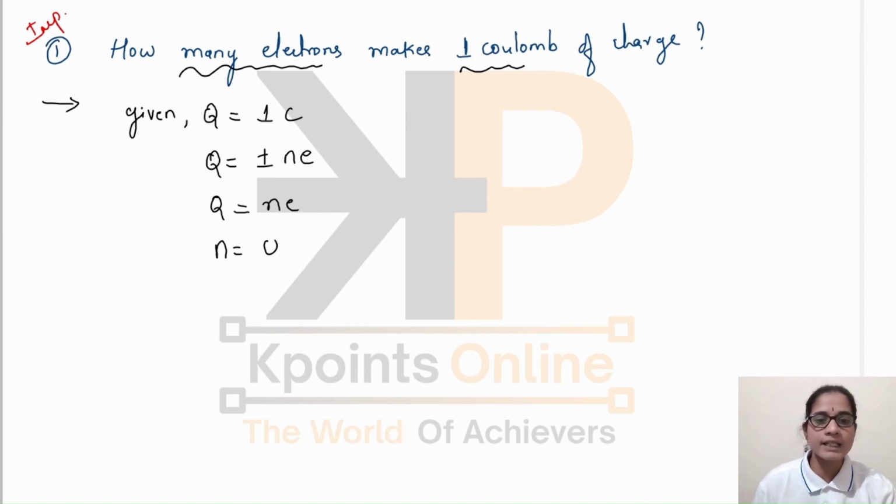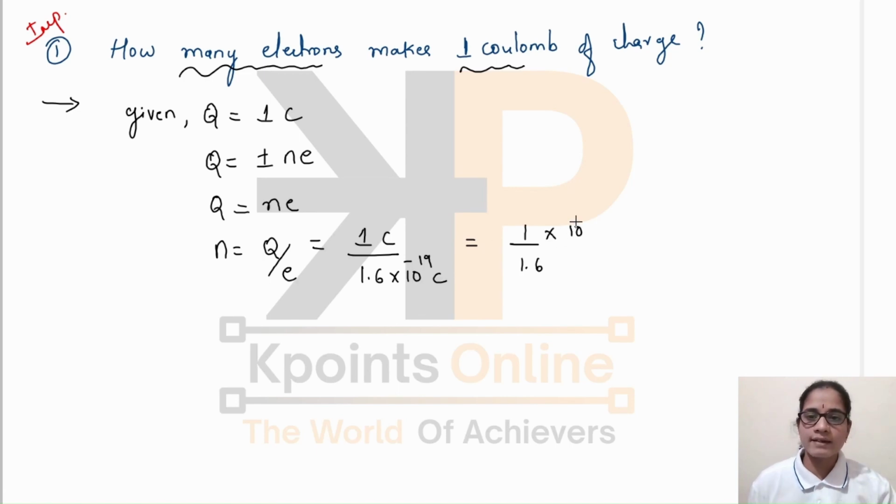So n is given by Q upon e, which is equal to 1 coulomb by, what is the charge on the electron? We know 1.6 into 10 raised to minus 19 coulomb. So what are we going to get here? 1 upon 1.6 into 10 raised to minus 19, which is equal to 10 by 1.6 into 10 raised to 18. This can be written as 10 into 10 raised to 18 also.